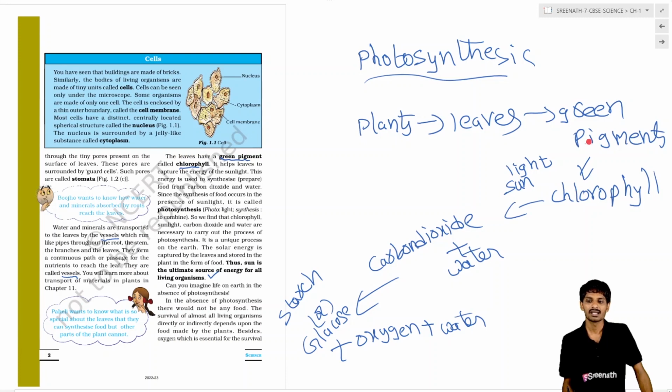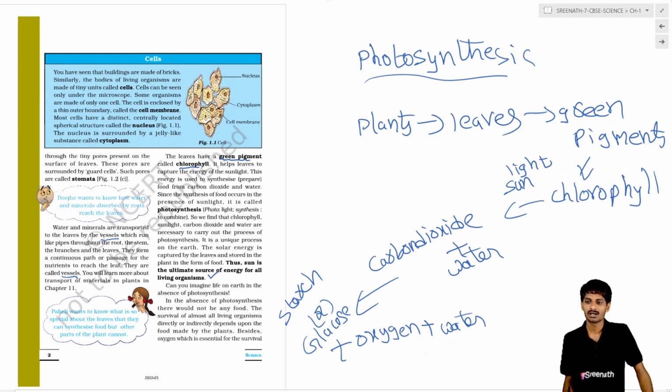Photosynthesis is nothing but chlorophyll capturing the light energy and synthesizing carbon dioxide and water, and finally forming the starch or glucose, which is the food, plus oxygen. In photosynthesis, the chlorophyll uses the carbon dioxide and releases the oxygen.